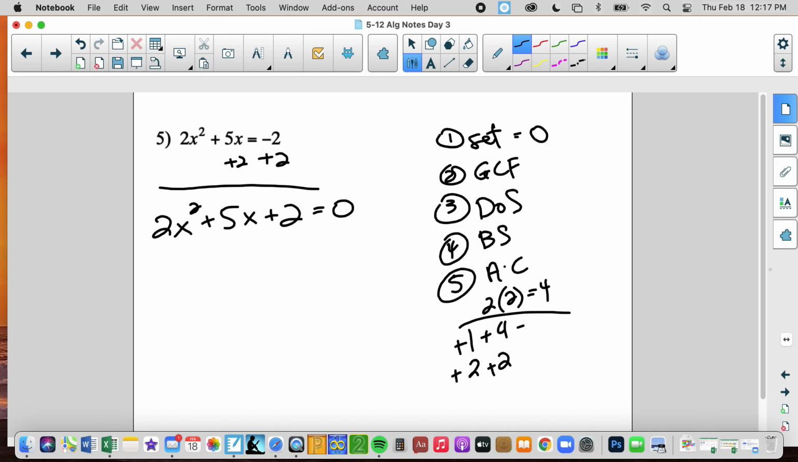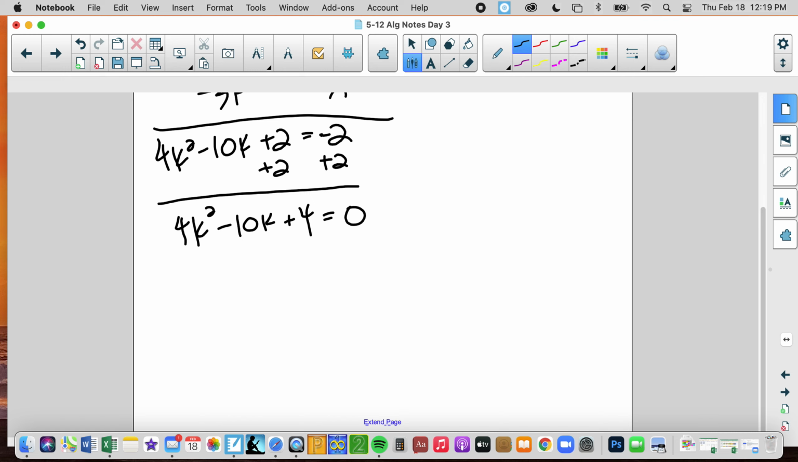These canceled. So you're left with 3k minus 2. Now I'm going to move the k's. So I'm going to subtract a 3k. I'm going to line it up with its like term. 4k squared minus 10k plus 2 equals -2. So I'm almost there. It's almost equal to 0. So I'm going to get rid of the -2 by adding 2. 4k squared minus 10k plus 4 equals 0. So we did step 1. It is now set equal to 0.